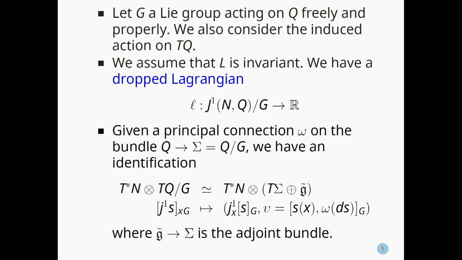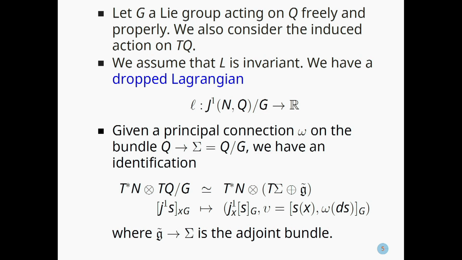Okay, there is a trick, a fiber bundle trick, which works with principal connections. I mean, the proper and free action of G on Q induces a principal bundle. This is a G principal bundle, right? So you consider a principal connection omega here, any principal connection, right? So there is an identification.